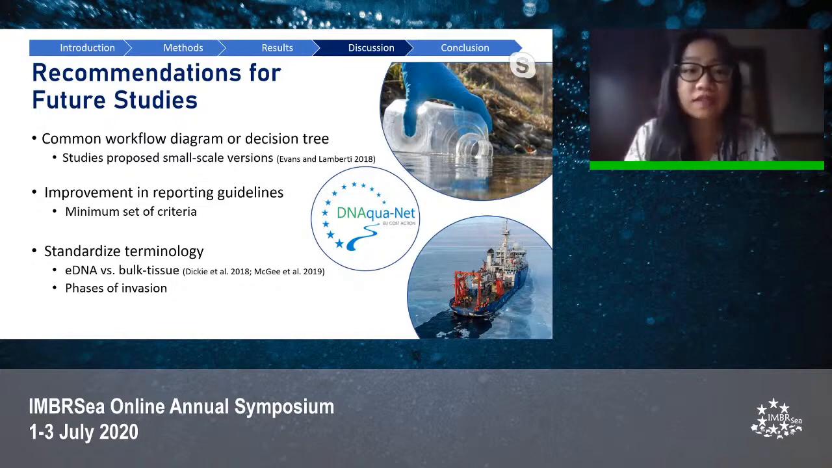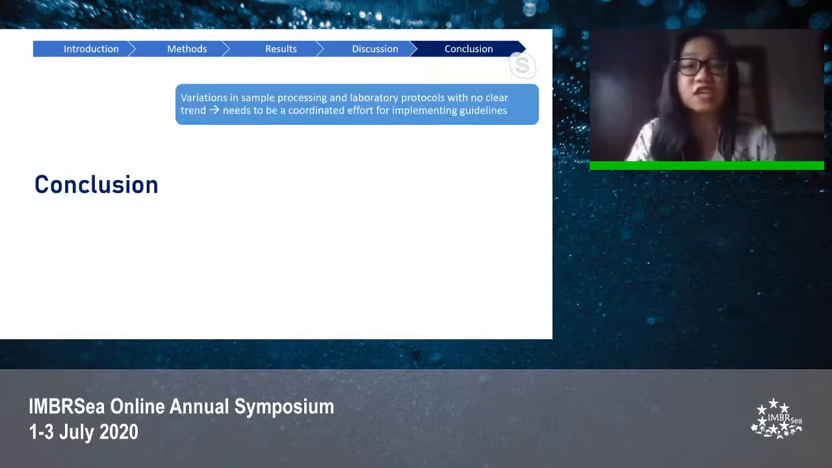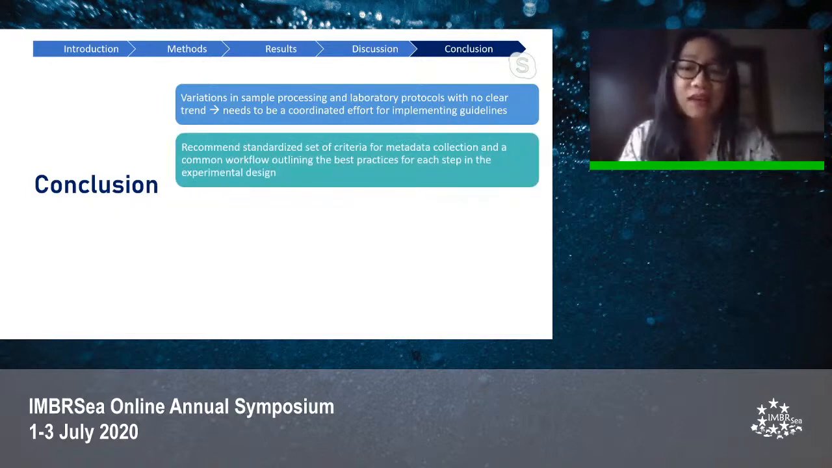them. So in conclusion, because we've seen such a high variation in different sample processing and laboratory protocols, and there were some variables that didn't have a clear trend, there needs to be a coordinated effort for implementing some common guidelines. We recommend having a standardized set of criteria for data collection, as well as a common diagram outlining the best practices during each stage of the experimental design.